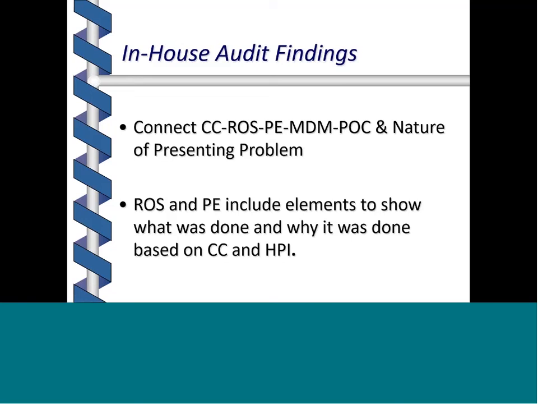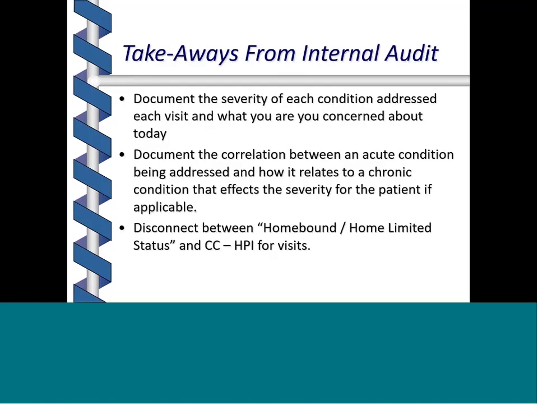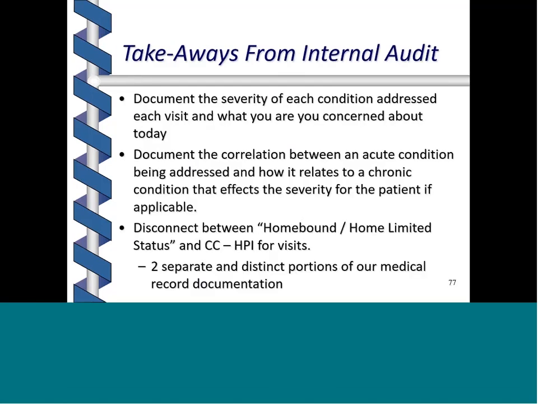So when we're doing the review of systems and we're doing the exam, why are we doing those portions? Takeaways from internal audits. Document the severity of each condition addressed each visit and what you were concerned about today. Document the correlation between the acute condition being addressed and how it relates to chronic conditions that affect the severity for the patient, if applicable. The fact that the patient has a significant exacerbation of this is also affecting this because their blood pressure is going up, because their medications changed, etc.